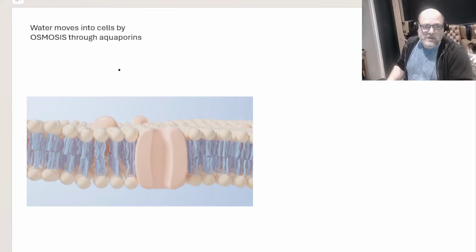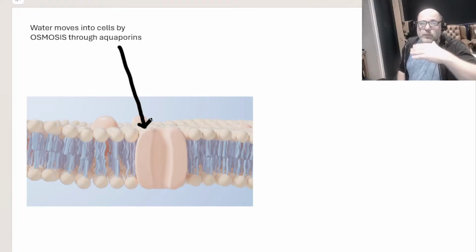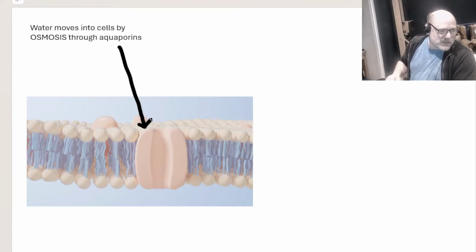So we have these special protein channels, and when it's for water we have a special name for them. They're called aquaporins, and that's where osmosis happens through. Cool. And it wouldn't be called facilitated diffusion, it would be called osmosis.